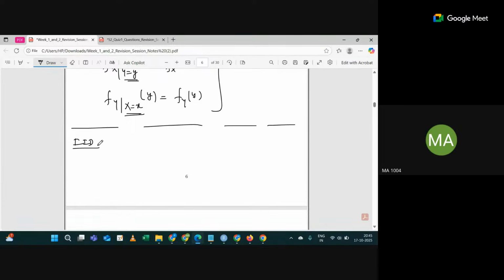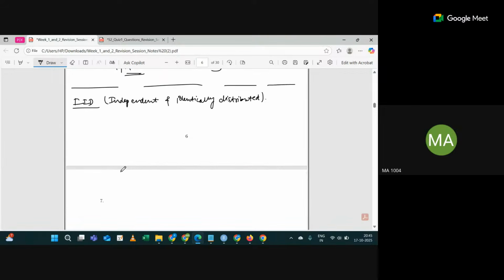So the next thing is called IID. This means independent and identically distributed. So what do you mean by identically distributed? All the marginals are same. Basically they should be from the same population distribution. What I mean by same population distribution, let me take a very simple example. You will give me the answer.